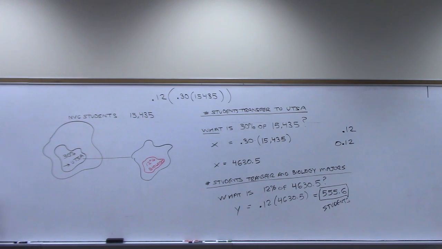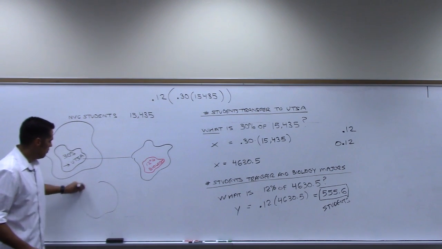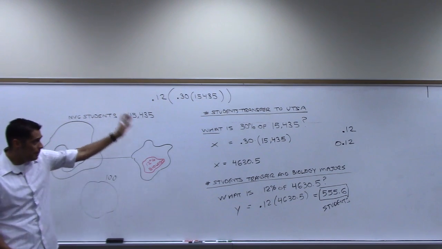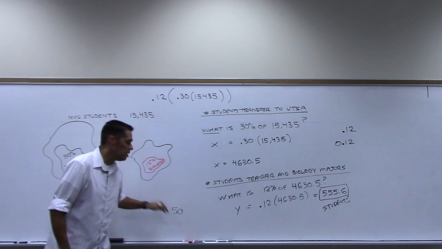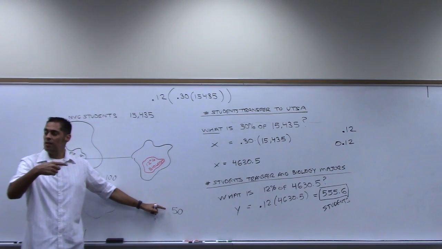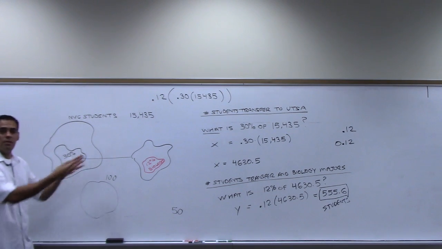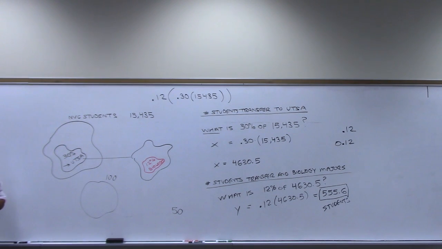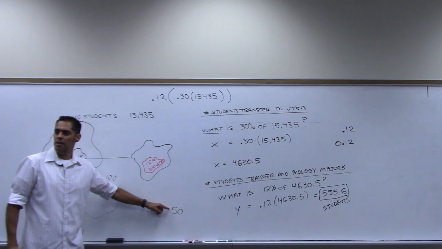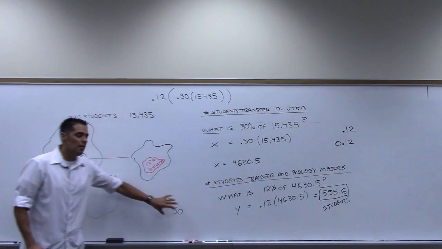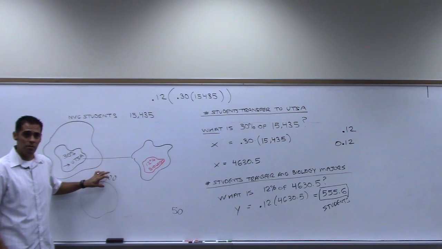So let me ask it a different way. What if we only had 100 students at Northwest Vista College? And I went through the same process and I told you that 50 of them are going to wind up at UTSA and be in biology. What percentage of these students wind up at UTSA in biology? 50%, right? 50%. And the way you do that is you take this number, 50, and you divide it by this number. So it's how many you have over the total amount that you started with.